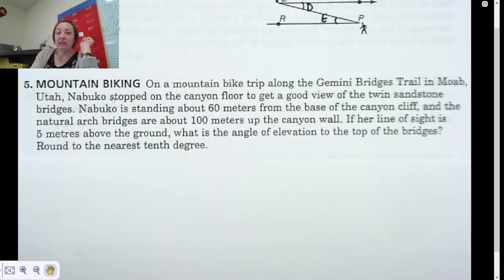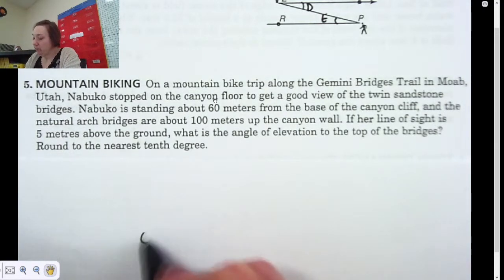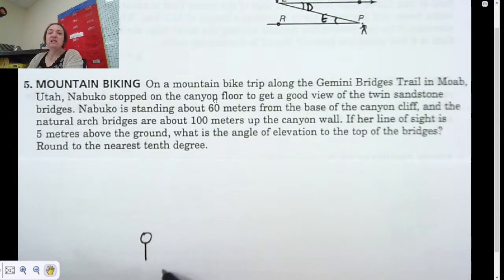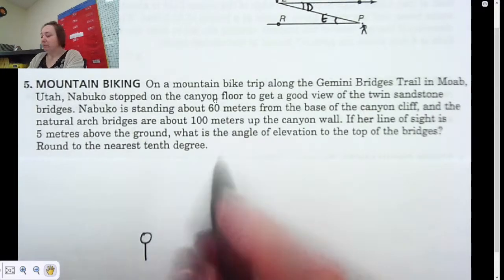This person is on the canyon floor, so they're standing on the bottom and they're looking up at these bridges. That's what's happening. Can y'all visualize that in your head? So they're standing down on the bottom. By the way, is Nabucco a girl or a boy?